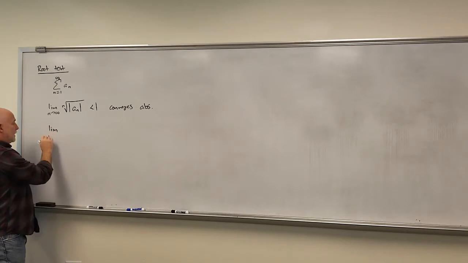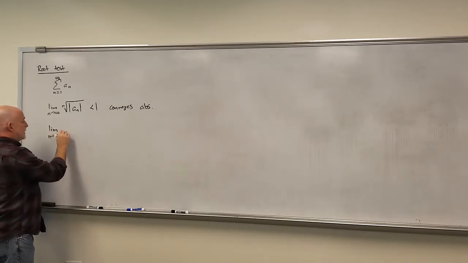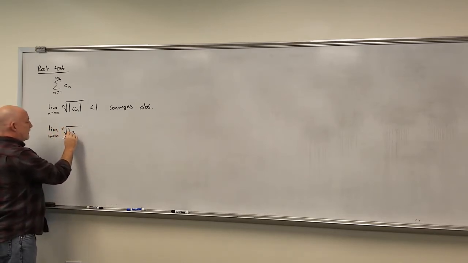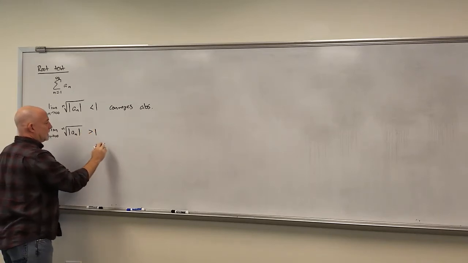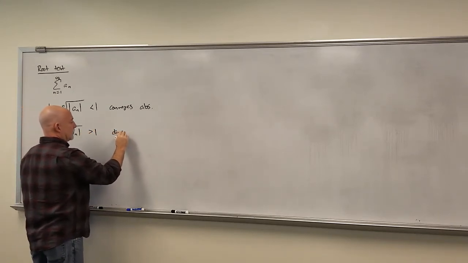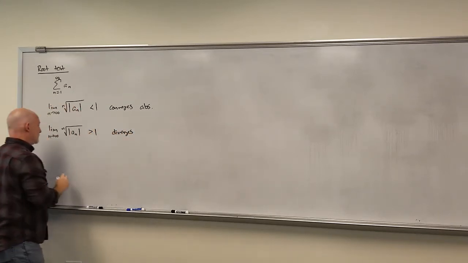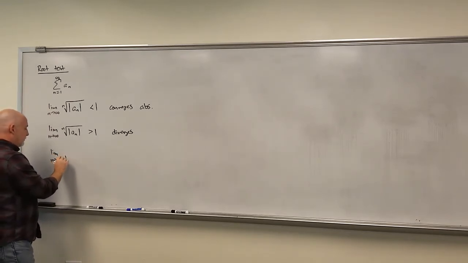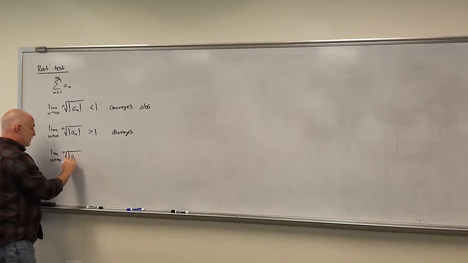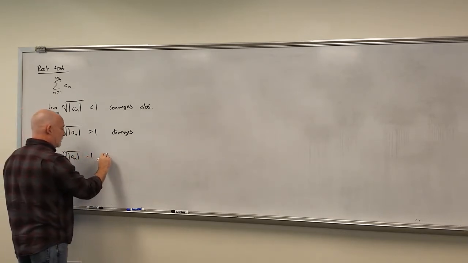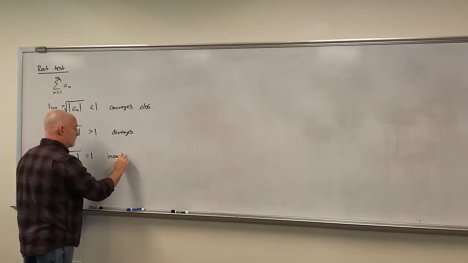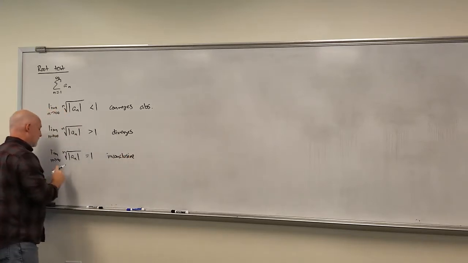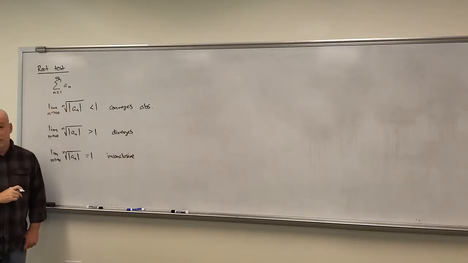If the limit as n goes to infinity of the nth root of the absolute value of a sub n is bigger than 1, it diverges. And of course, kind of like our ratio test, we do have the weird case. If the limit is equal to 1, it is inconclusive, which means go find another test.